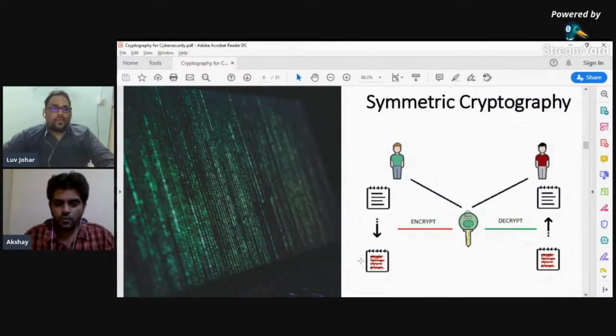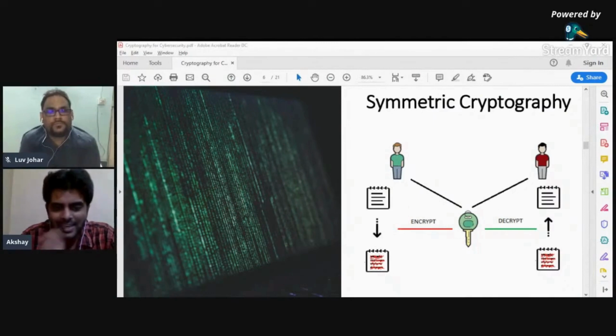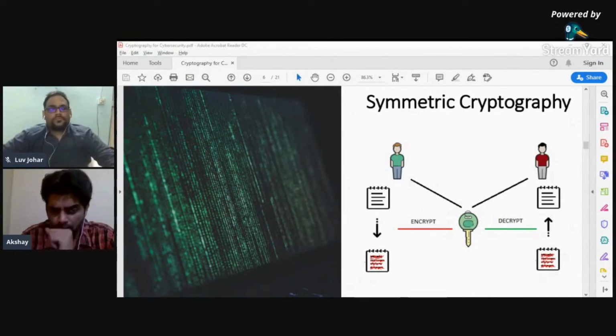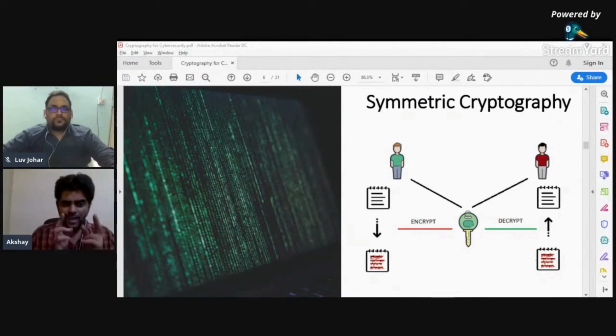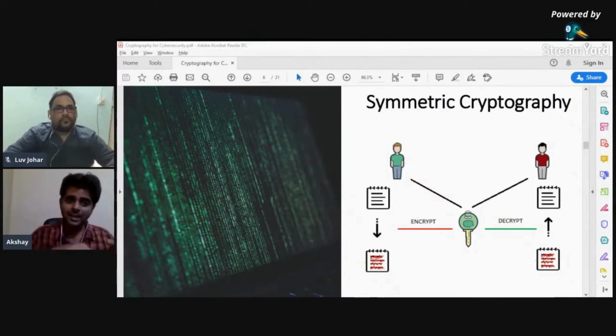So what essentially we are saying here is that there are two parties, A and B. A has a text that he wants to send to B. This is what we call a plain text or a message. Both A and B have a shared key. So what is a key? A key is a unique sequence of bits or symbols that is used to encrypt a plain text and convert it into a ciphertext.